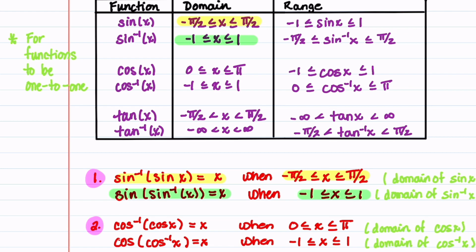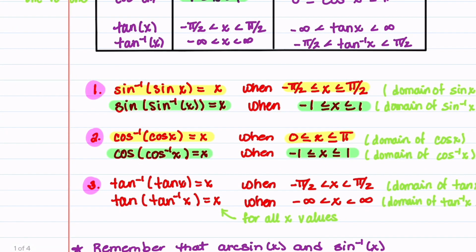this domain. Cosine is defined between 0 and pi, so this cancellation equation will be valid when x is in that domain. Likewise, the inverse cosine function has a domain between minus 1 and 1, so this cancellation equation will be valid between minus 1 and 1. The same holds true for tangent and inverse tangent. The domain of tangent is defined between minus pi over 2 and pi over 2, so this cancellation equation will be valid in that region.